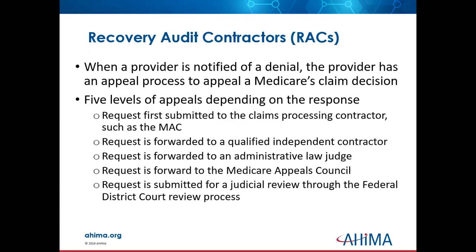When a provider is notified of a denial, the provider has an appeal process that's listed in 5 steps. They can discuss with the Medicare administrative contractor. If that doesn't get resolved, it goes to a qualified independent contractor. Thirdly, it can be forwarded to an administrative law judge. If that doesn't work out, it goes to a Medicare Appeals Council, and then it goes for judicial review all the way up to and including the federal district court review.